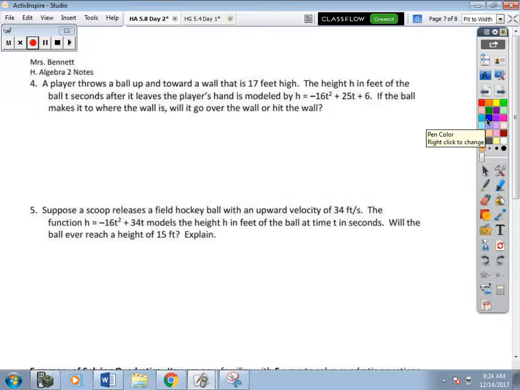So it says a player throws a ball up and towards a wall that is 17 feet high. The height h in feet of the ball after t seconds after it leaves the player's hand is modeled by this equation. So first of all, in this equation, we can see that the a value is negative, which does indicate that we're going to have a negative parabola. If the ball makes it to where the wall is, will it go over the wall or will it hit the wall?